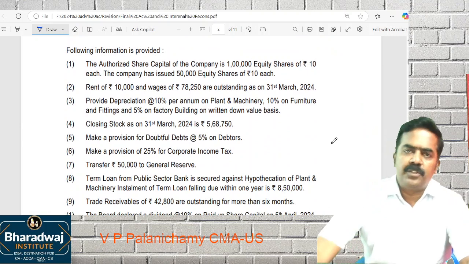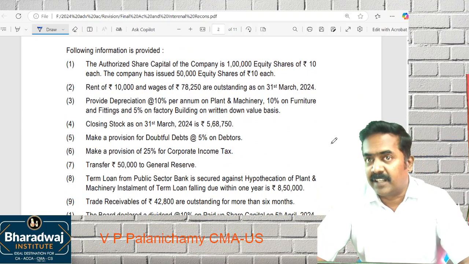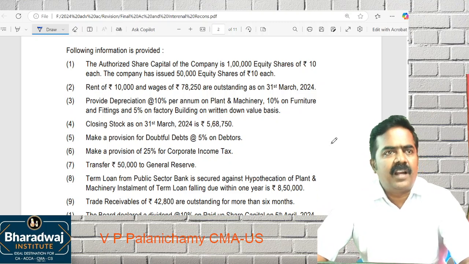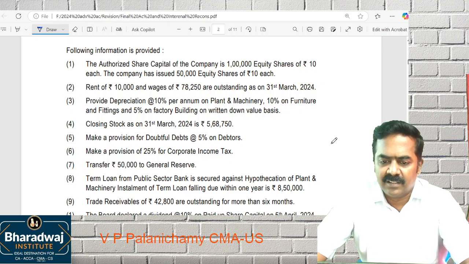Authorized share capital, issued share capital and all will come as which one? Notes to accounts, as part of your share capital notes. Rent outstanding, wages outstanding, we will add it to the respective expenses and show it in what? Current liability, other current liability. Provide depreciation 10%, furniture, machine, on which value?